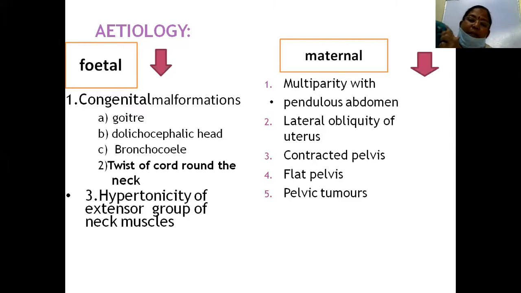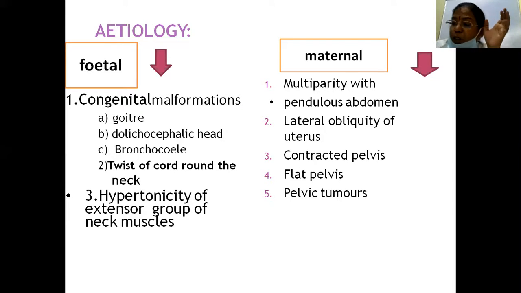Then there is hypertonicity of the extensor group of neck muscles. When they are hypertonic, it results in extension attitude. So congenital malformations like goiter, dolichocephalic head, bronchocele, twists of the cord around the neck, and hypertonicity of the extensor group of neck muscles are mainly the causes for face presentation.